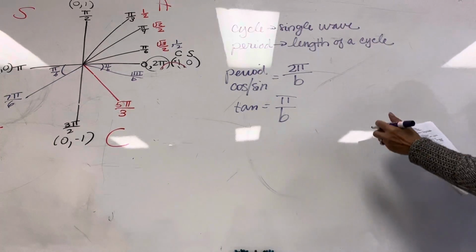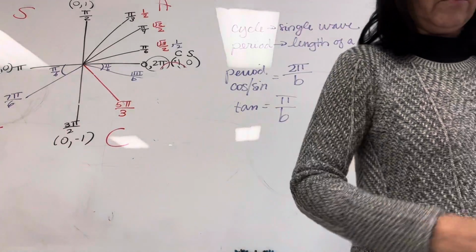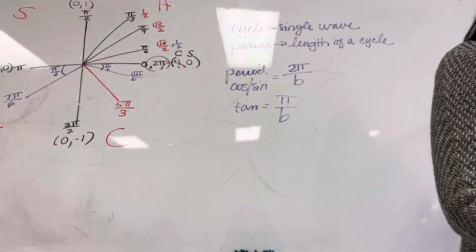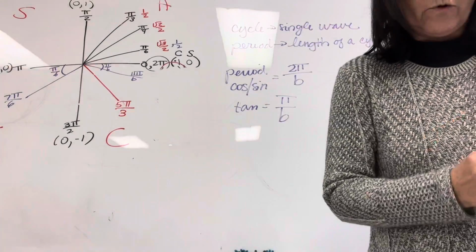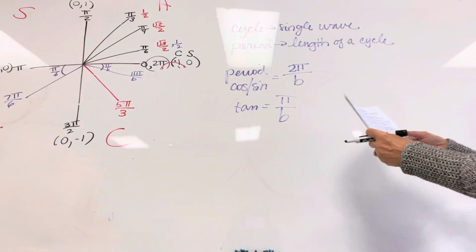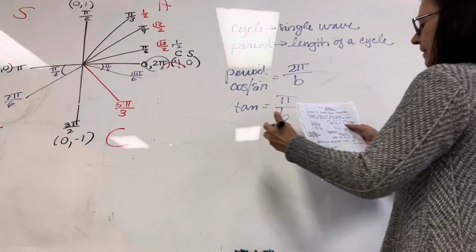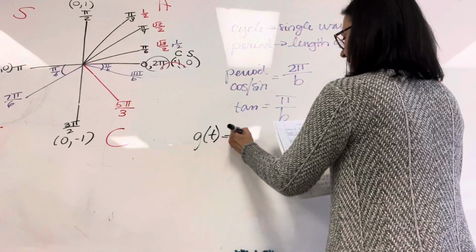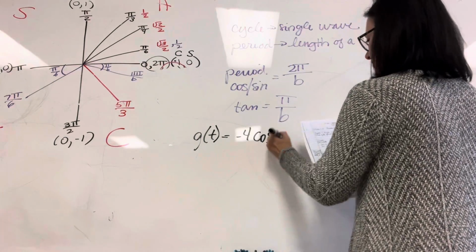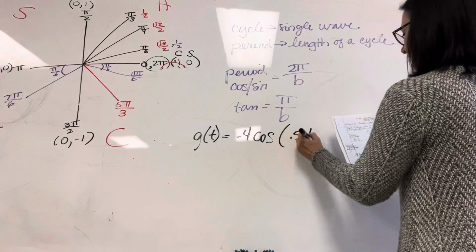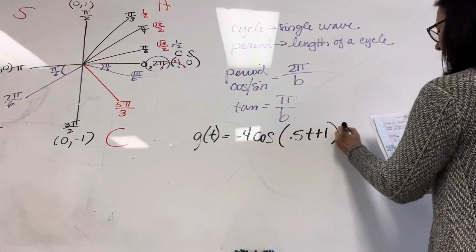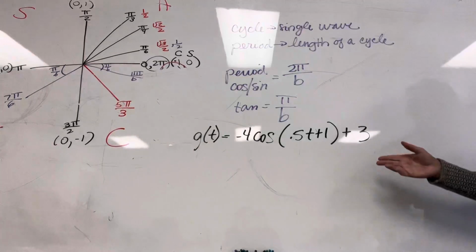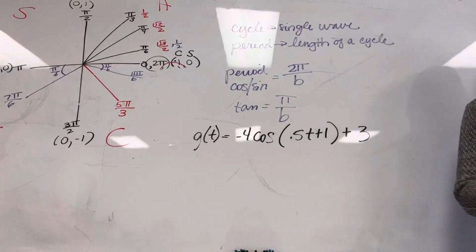All right, so now I'm going to write a whole formula out. And then we'll go back and we'll walk through this. All right, so g of t is -4 cosine of (0.5t plus 1), plus 3. Okay, now we have every transformation possible.